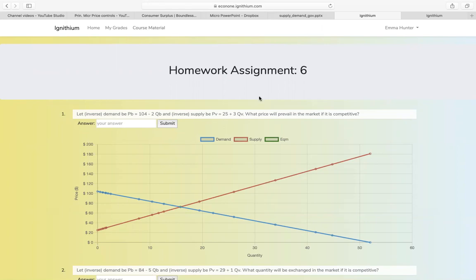So, this is a little lecture to work you through homework assignment number 6. This is the one on the concept of equilibrium. We'll go through a couple of questions and hopefully you'll find that enlightening.